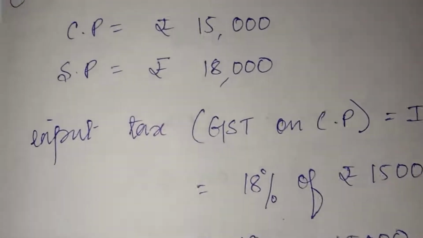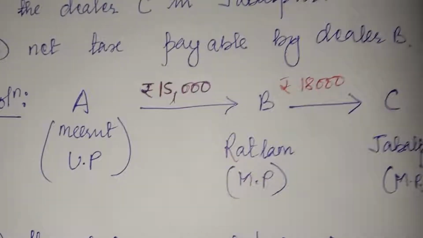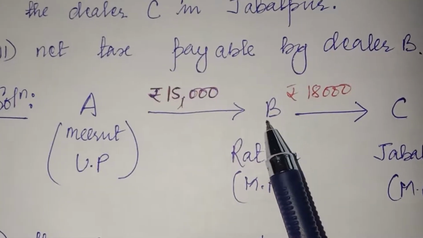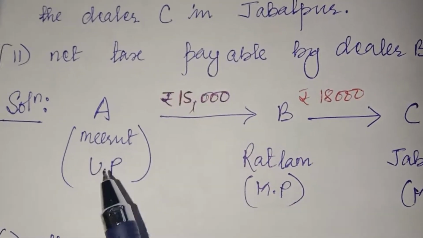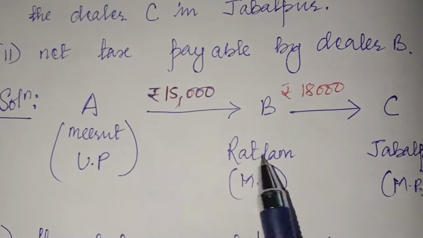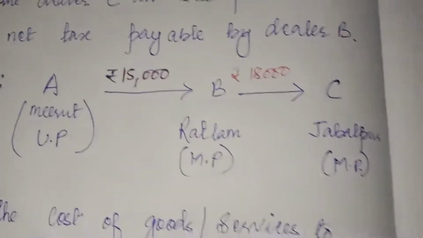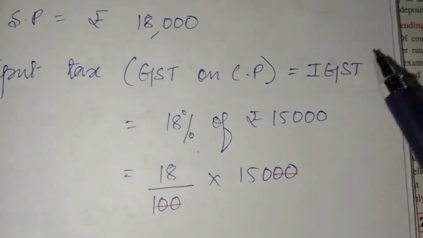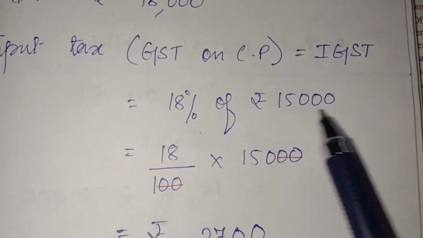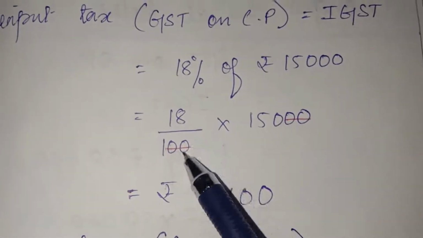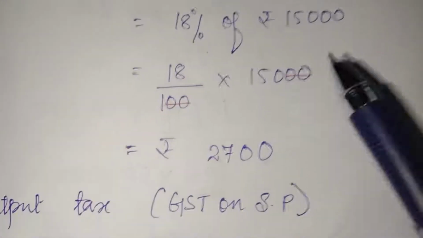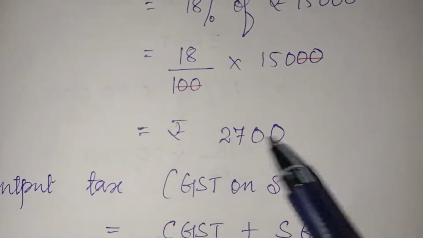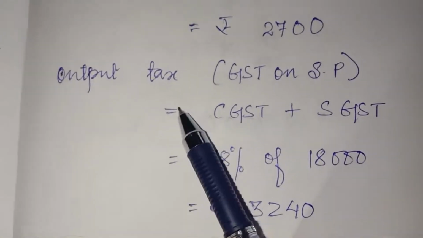So GST on cost price, when he buys that goods or services from A, who is in another state, this is interstate transaction. So IGST, 18% of rupees 15,000. So 18 by 100 into 15,000, which is 2,700.